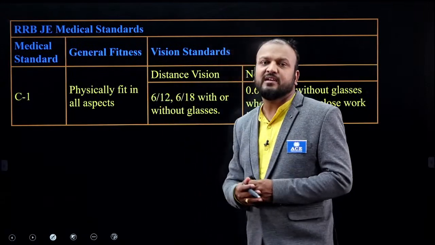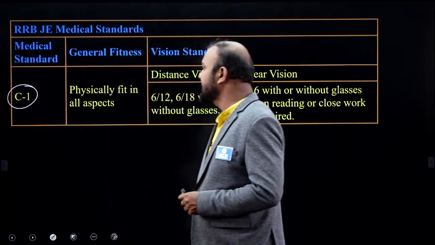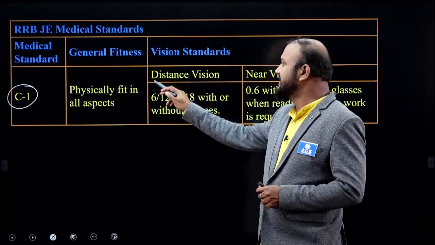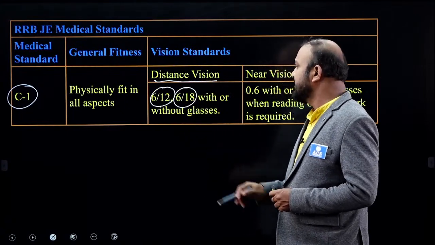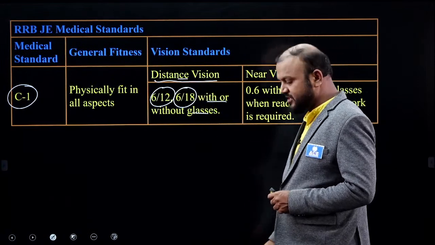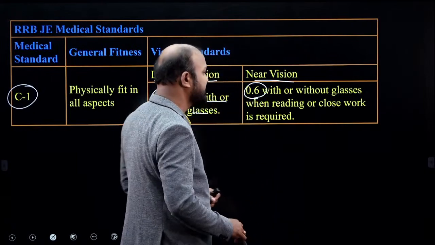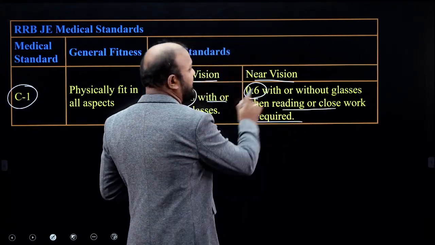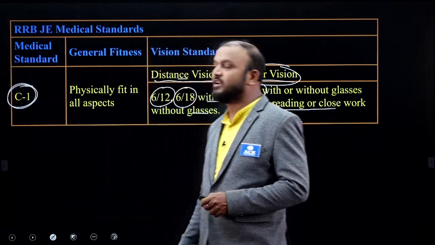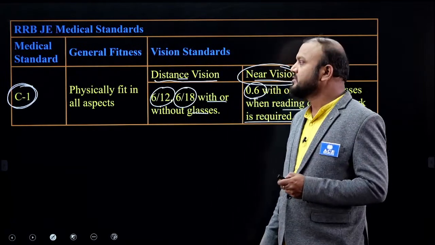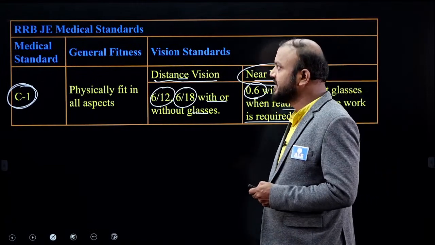And RRB JE medical standards are C1 or above. The C1 or above requires the distance vision to be 6/12 or 6/18 with or without glasses. It is a distance vision, and near vision should be 0.6 with or without glasses, when reading or close work is required. This is the C1 standard, and C1 standard and above is required. Those candidates qualifying for the C1 or above level are qualified for the medical test.